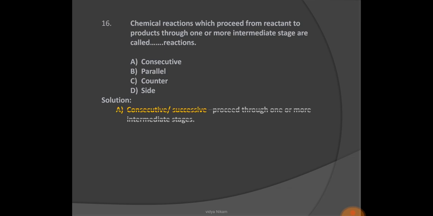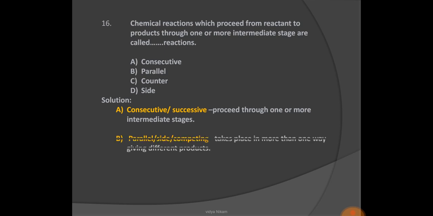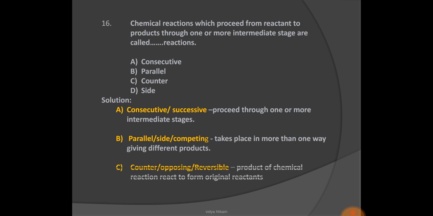Let us see one by one. What is consecutive or successive reaction? It is the reaction which proceeds through one or more intermediate stages. Parallel, side or competing reaction is the reaction which takes place in more than one way, giving different product. And counter or opposing or reversible reaction is the reaction in which product of chemical reaction react to form original reactant. So option A, consecutive or successive reaction, is the right option.